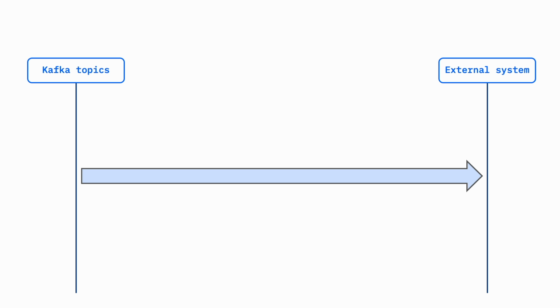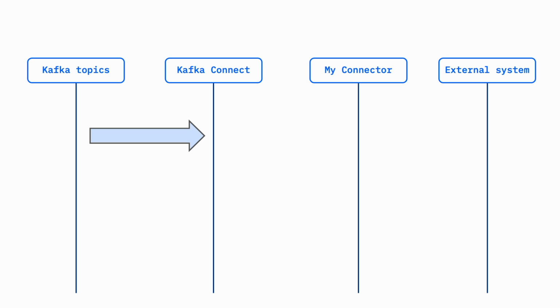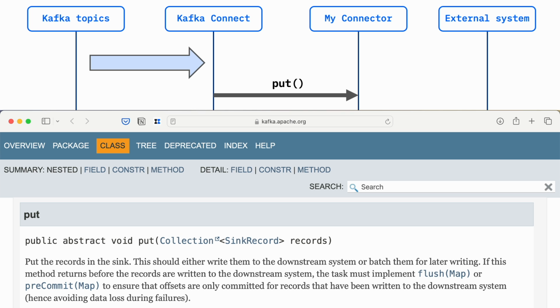At a high level, this is what we want to achieve. We want to get data from a Kafka topic and send it to an external system. Now, the key thing to recognize is our connector doesn't have to do all of this work. Kafka Connect is going to get the events from the topic for us. It's going to give the events to our connector by calling a put method that we're going to write in our connector class.